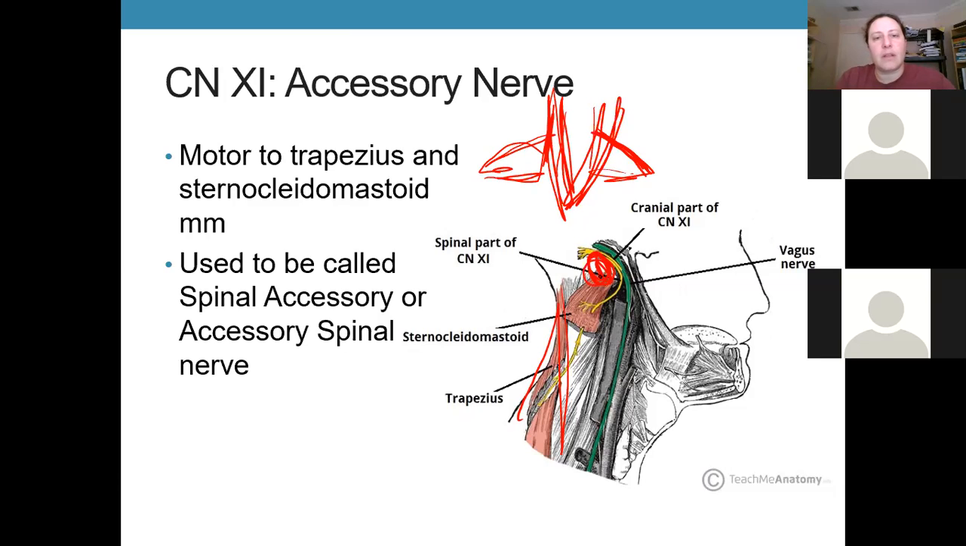So when we talk about these nerves, what we're looking at is what do they control? What is their function? And that's really all you need to know about them. There's of course a lot more information to know about them, but we don't need to know it right now.